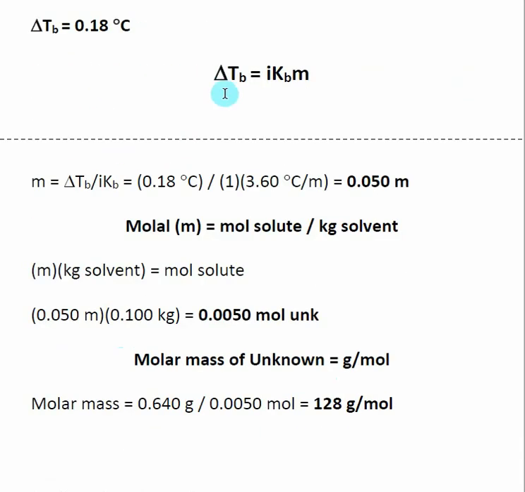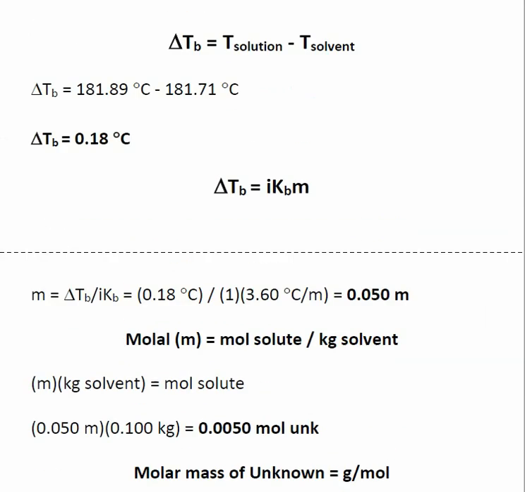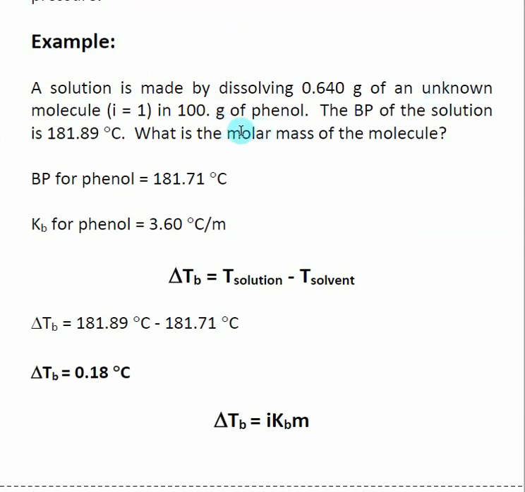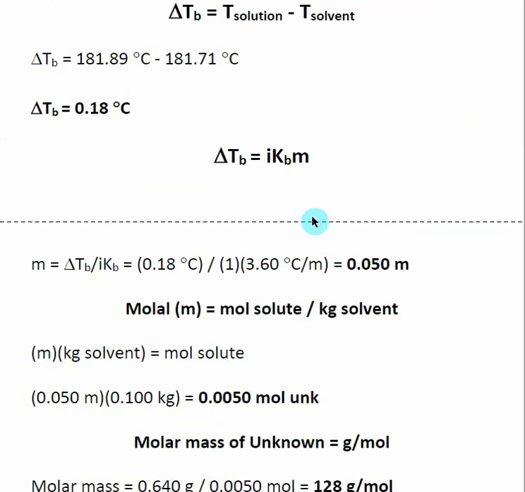Then we're going to look at our boiling point elevation calculation. Here we've just found our change in boiling point. We know what i is, we assume that's 1, and Kb was given. Overall, what we want to find is the molality of the solution that we've made here. When we dissolved our unknown into our solvent, what is the molality of that solution? So here we're looking for little m. We calculated our change in boiling point, i we assumed was 1, and Kb was given. When we do this calculation, we get that our solution is 0.05 molal.